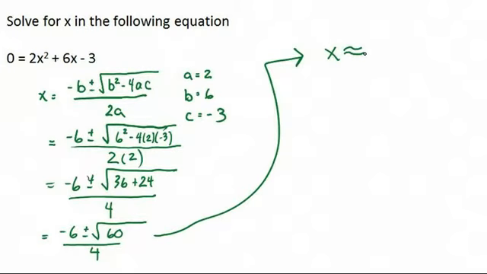So I'm going to get my calculator out here on the side. Negative 6 plus root 60 divided by 4. And that's approximately equal to 0.43649167, and x is approximately equal to negative 6 minus root 60 divided by 4, and that's equal to negative 3.43649167.